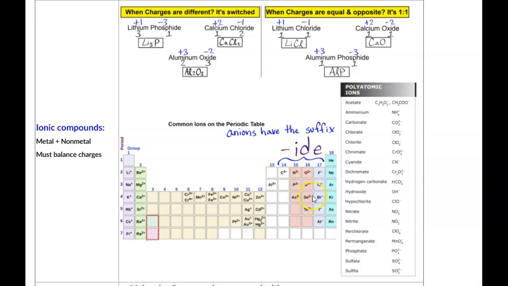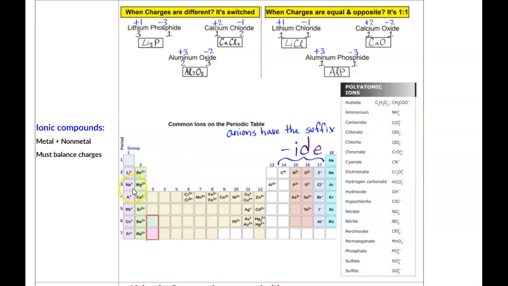iodide. These are my anions, monoatomic, only 1 element, as opposed to this list, which are polyatomic, 2 or more atoms combined with a charge overall. So here is acetate, ammonium, NH4 with a positive charge, and so forth.